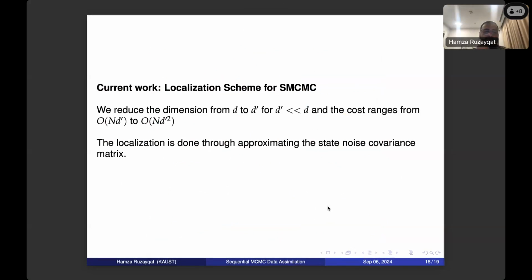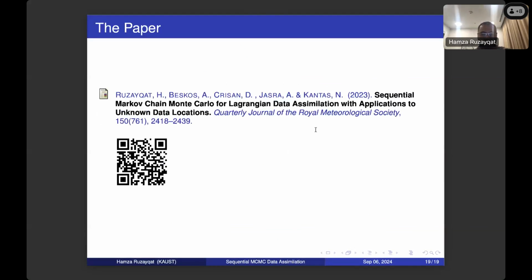Currently, I'm working on making a localization scheme for this model where I reduce the dimensions from D to D prime, with D prime much less than D, and this localization is done through some approximation of the state noise covariance matrix. Finally, I have to say that this paper I'm presenting is published in the Quarterly Journal of the Royal Meteorological Society and can be found at this link.